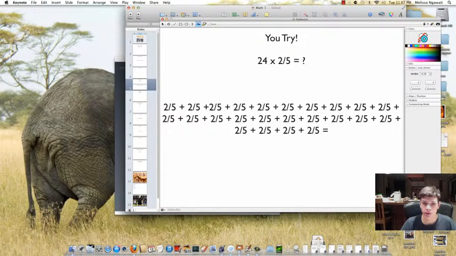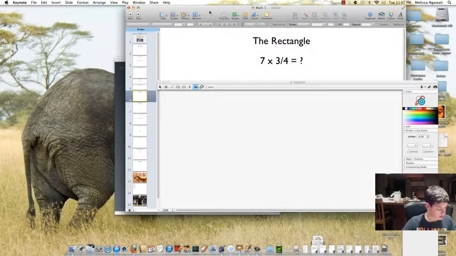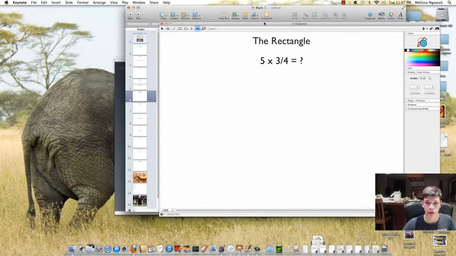Next line. The rectangle. Sorry, it's supposed to be 5. No big deal. Here we are. 5 times 3/4.